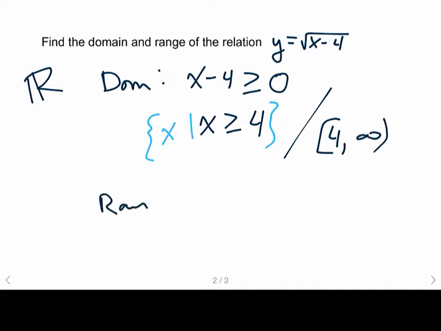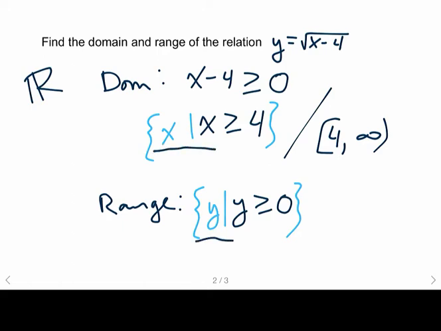Since the range consists of y coordinates, and they are never going to be negative in this case, we can say that the range is going to be where y is greater than or equal to 0. And in set notation, we're looking at the set of y such that y is greater than or equal to 0. Notice that the domain is going to be in terms of x, and the range is going to be in terms of y. Alternatively, in interval notation, we would say square bracket 0 to infinity, and one thing you get out of interval notation is you don't have to straighten out x versus y.